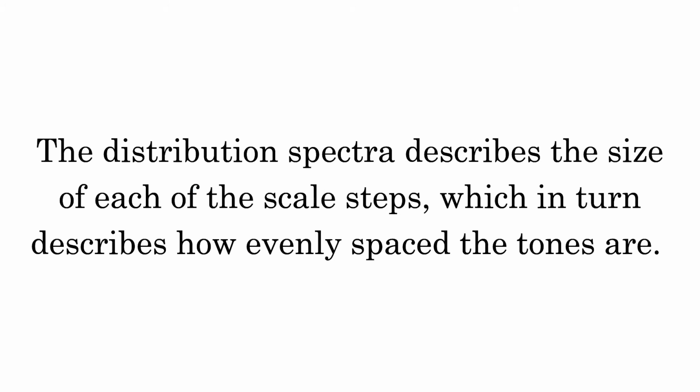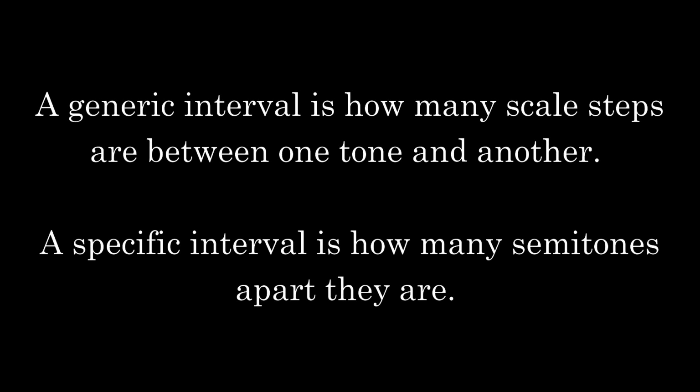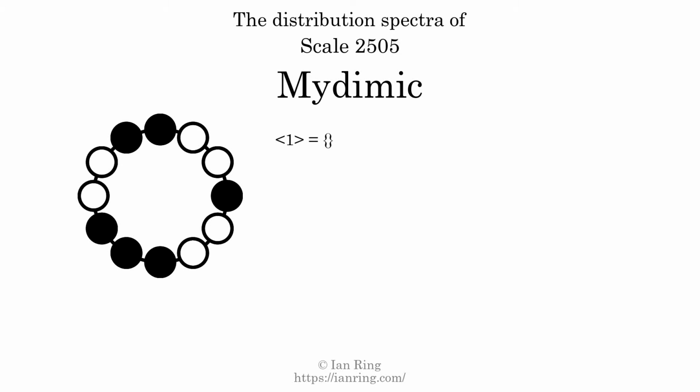Here, the distribution spectra describes the size of each of the scale steps, which in turn describes how evenly spaced the tones are. A generic interval is how many scale steps are between one tone and another. A specific interval is how many semitones apart they are. The generic interval of one scale step comes in 2 different specific interval sizes: 1 semitone, and 3 semitones. The spectrum width of this generic interval is the highest, 3, minus the lowest, 1, which equals 2.